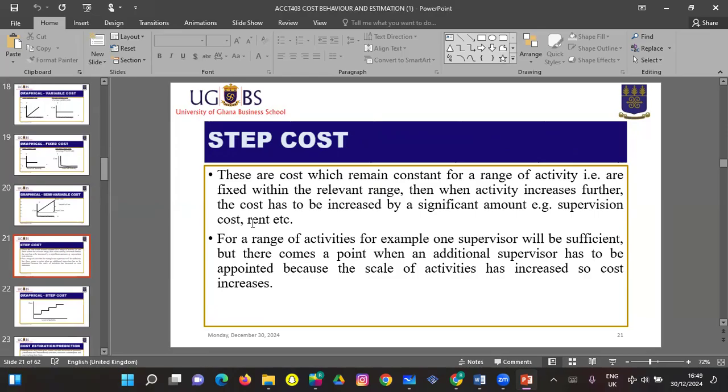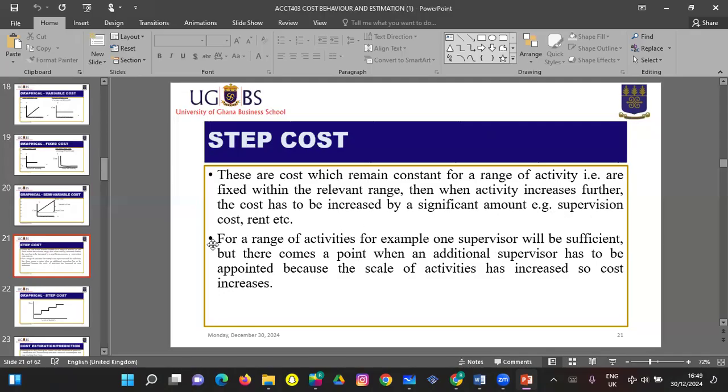So the step up cost, I said that within the relevant range, we have a fixed cost. Anytime there is anything outside the relevant range, we get what? A step up cost. So step up costs are costs which remain constant for a range of activities that are fixed within the relevant range. Then when activity increases further, the cost has to be increased by a significant amount, right?